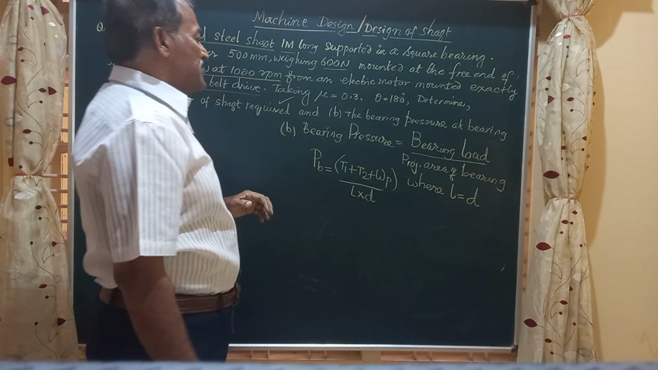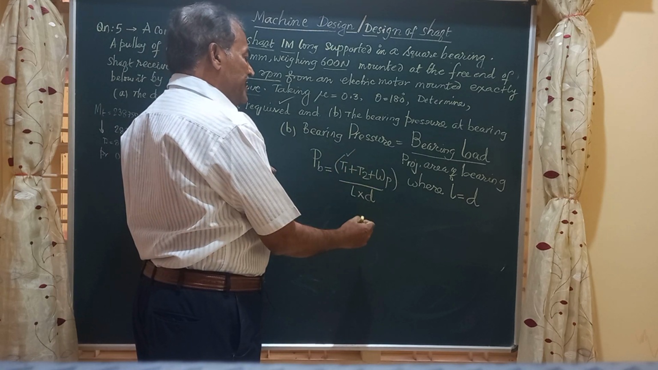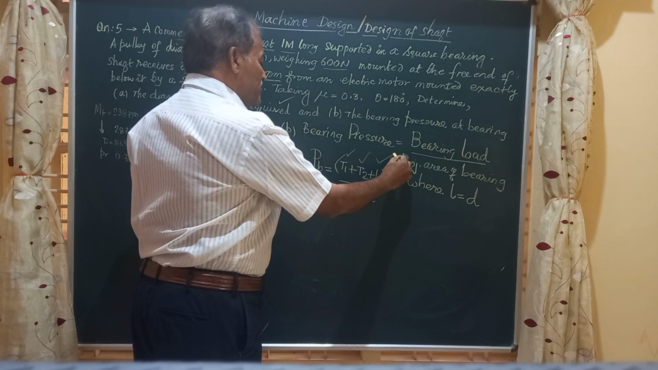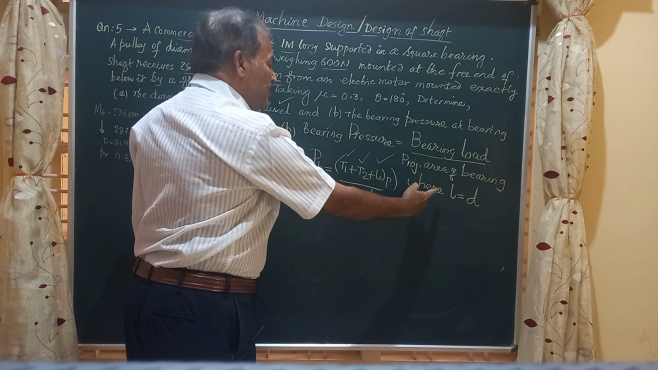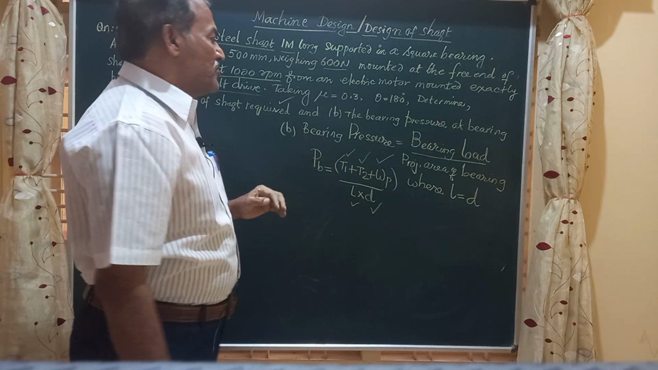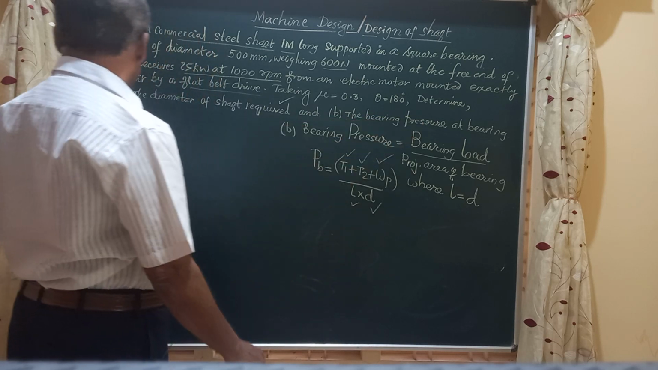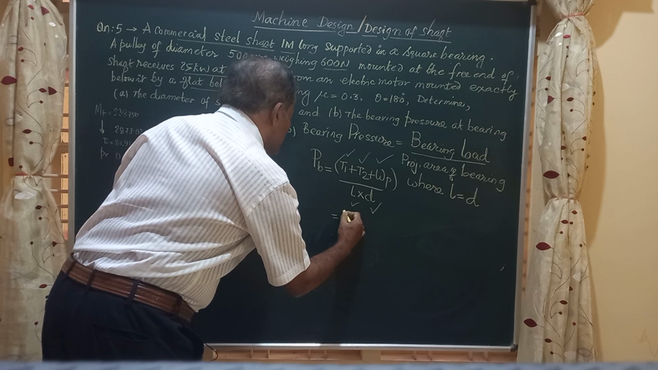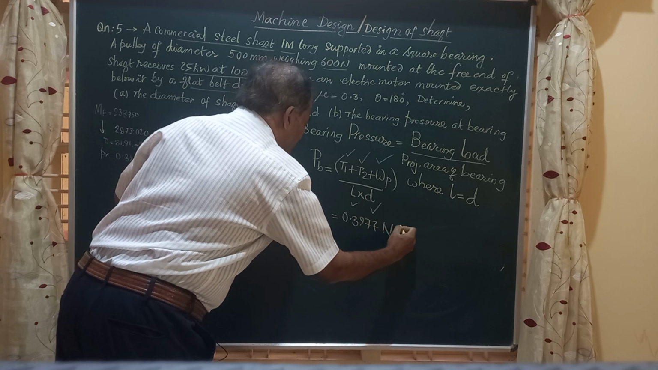So with this substitution, friends, you can see here, we have calculated T1, the tension on the tight side, and T2, the slack side tension. The weight of the pulley is known to us, the diameter of the shaft we have found out, L is equal to D, this is also D. So using this formula, we will be able to find out PB, the bearing pressure at the bearing, and this works out to 0.3977 Newton per mm square.